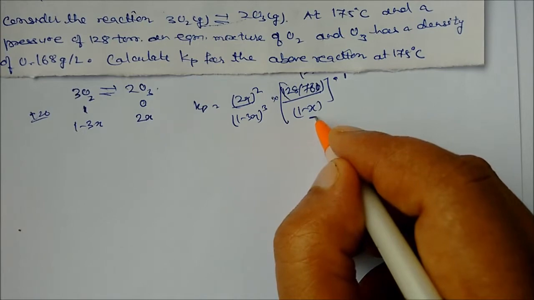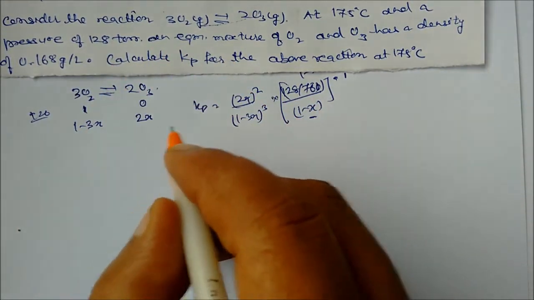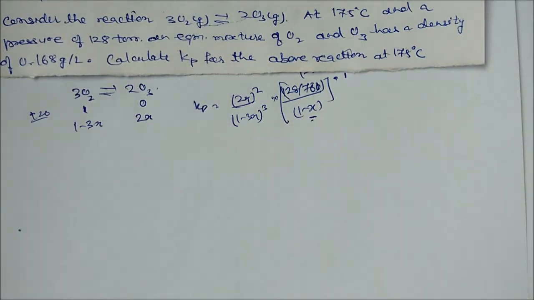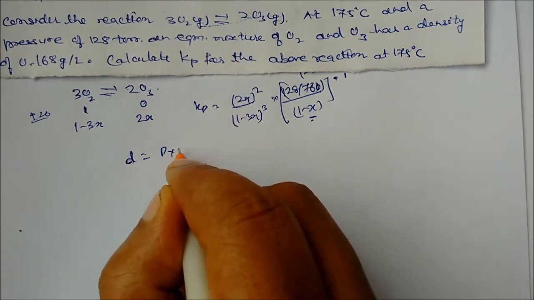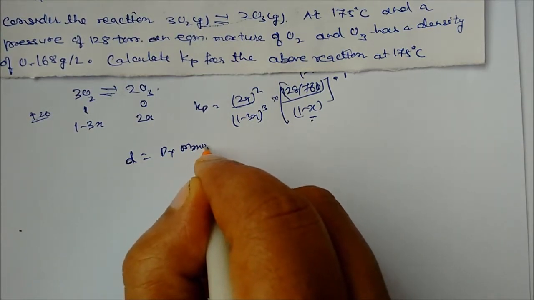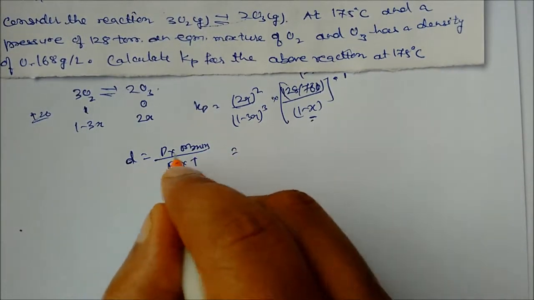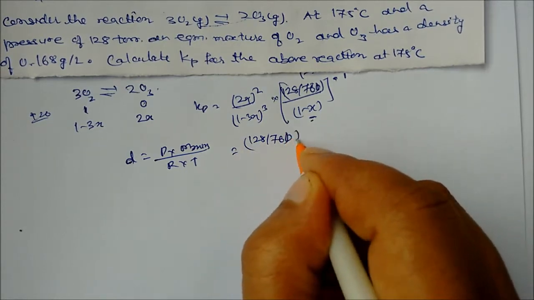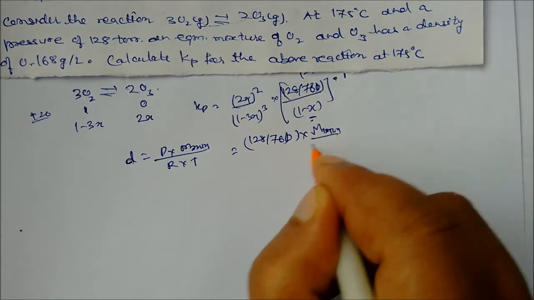So x is how much it is dissociated, that is moles is there. So to find the x, we have to take the ideal gas equation. So the ideal gas equation for density is P into molar mass of the mixture divided by R into T. So again, pressure we know, that is 128 by 760, this is our pressure. Again, molar mass of the mixture we don't know, this we require to know, and then divided by R, which is how much?